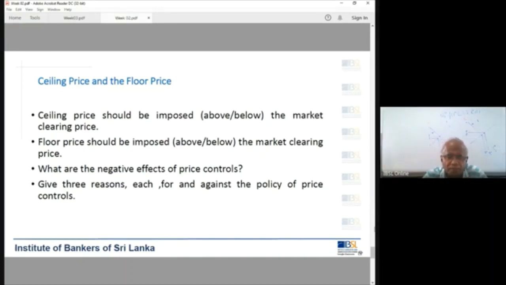Give three reasons each for and against the policy of price control. The main objective of price control, in the case of the maximum price, is to protect the consumers, and in the case of the minimum price, to protect the suppliers. A very good intention. But for example, in Sri Lanka around 1970, almost all consumer items had control prices. Nowadays very few items have them, like Panadol and a few medical items.